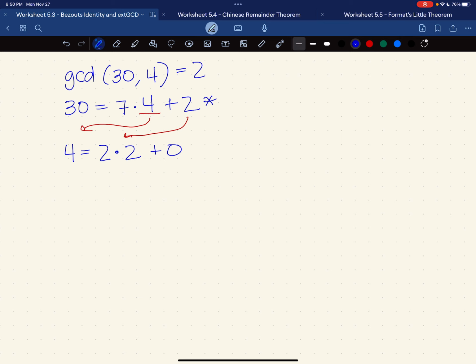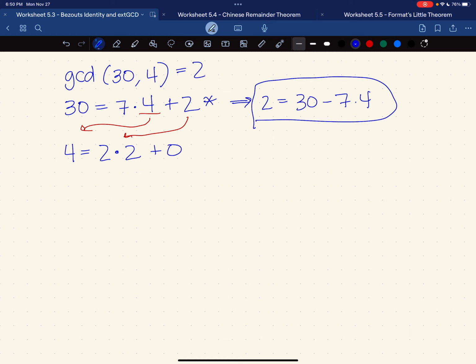Okay, so the idea behind it is that we're going to go from that starting point of the remainder. So 30 equals 7 times 4 plus 2 is the same as 2 is equal to 30 minus 7 times 4. Okay, and we're going to use this piece here to work our way back up until we get a Z linear combination of the original A and B.